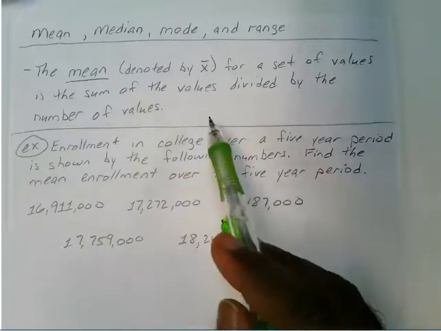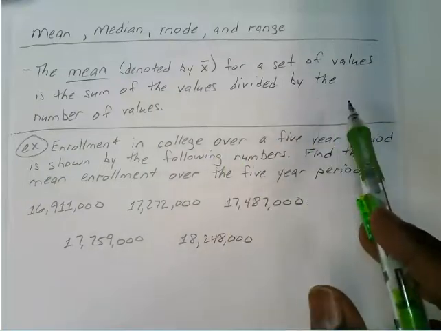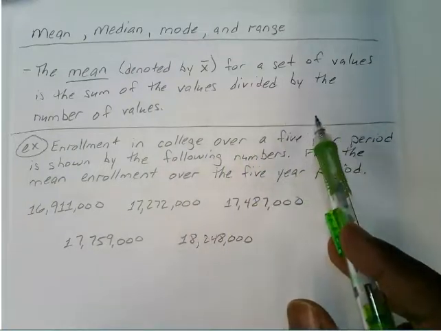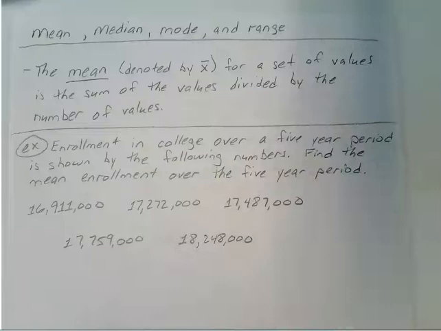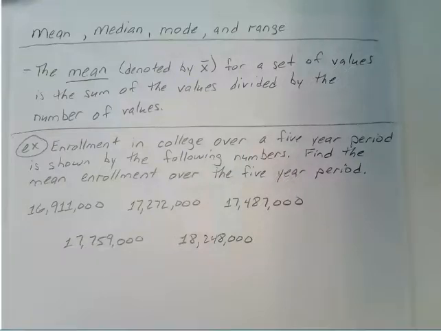So if you have 10 numbers listed, you add all 10 of those numbers and then you divide by 10. If you had 8 numbers, you add all 8 of those numbers and you divide by 8. If you had 3 numbers, you add those 3 numbers and you divide by 3. That's how you get the mean.